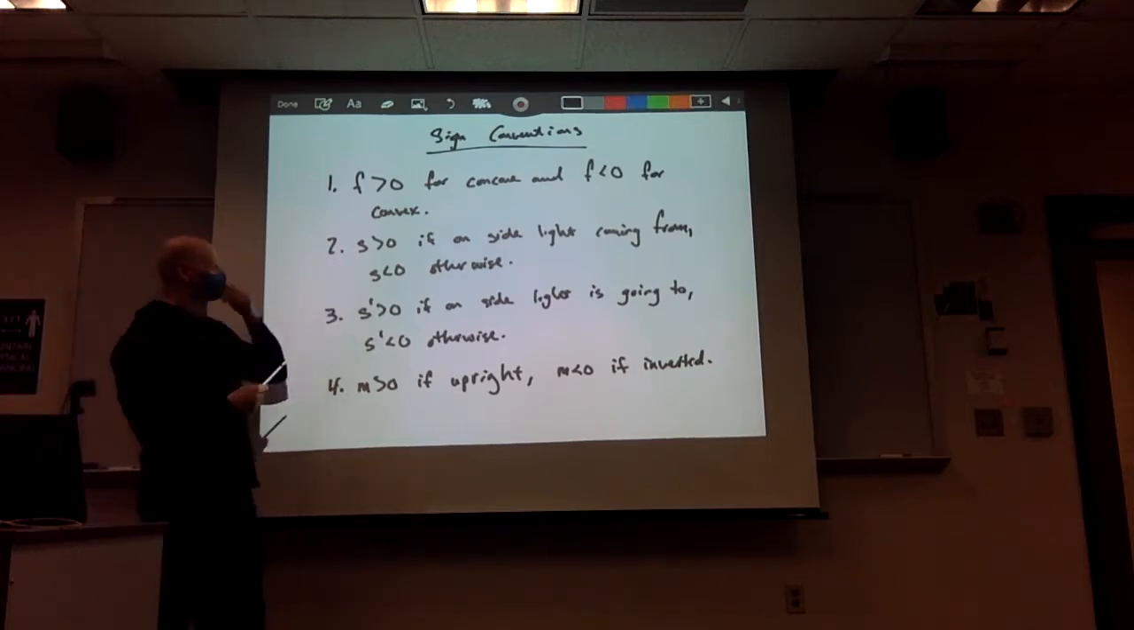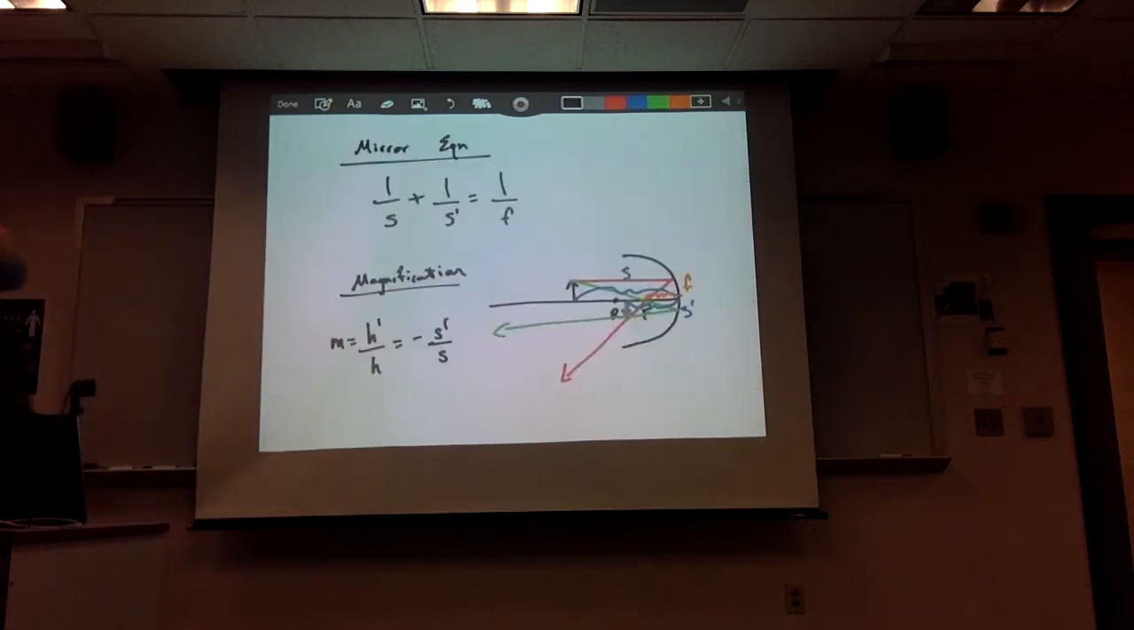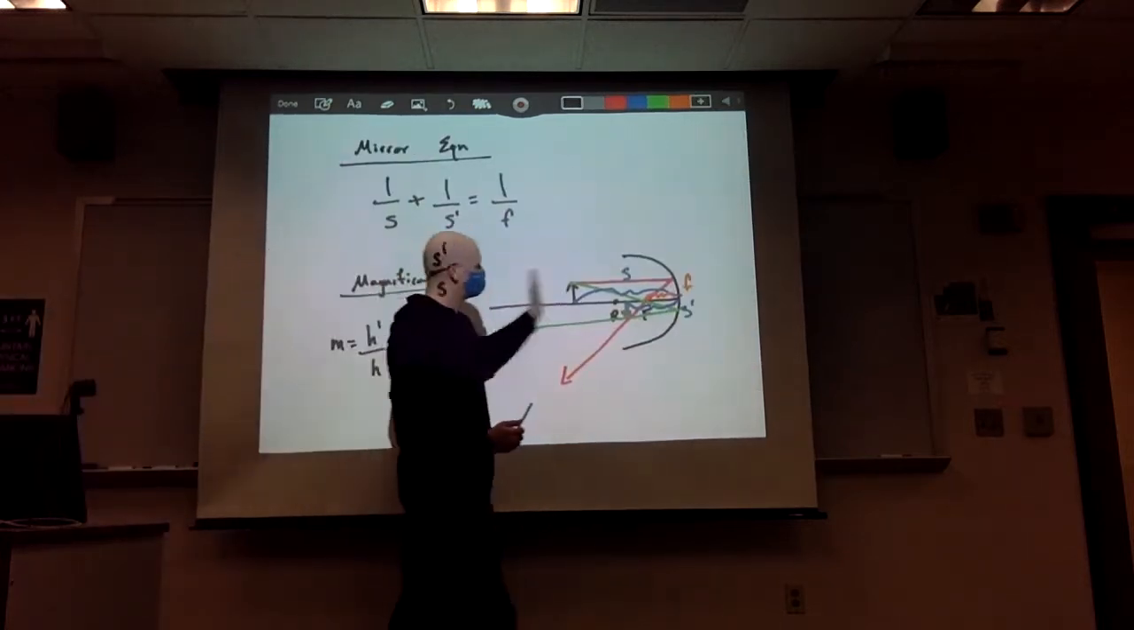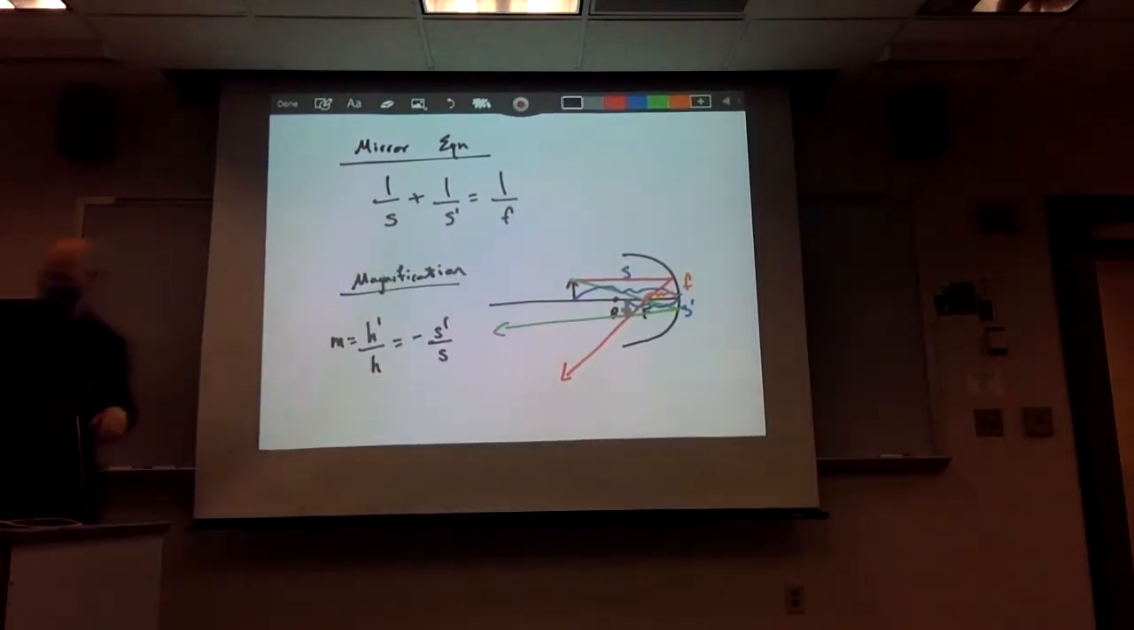We know that the object distance is positive as long as it's on the same side from which the light is coming, negative if it's on the other side. For now, we're going to be dealing with one object, which means this will always be positive. But when we start doing combinations of lenses and mirrors, this won't always be positive. Sometimes it will be negative. In this case, it's positive because the light is coming this direction, so it's on the same side from which the light is coming.